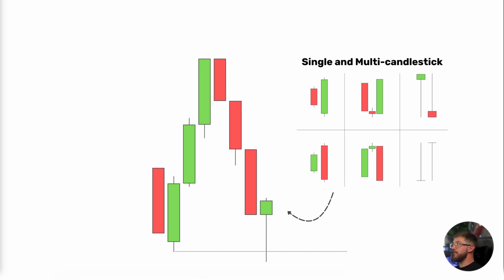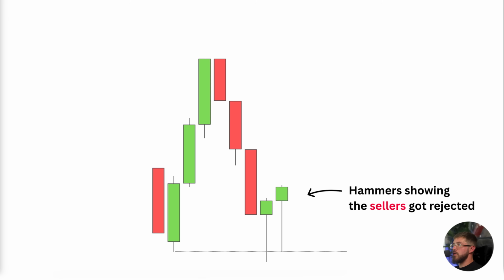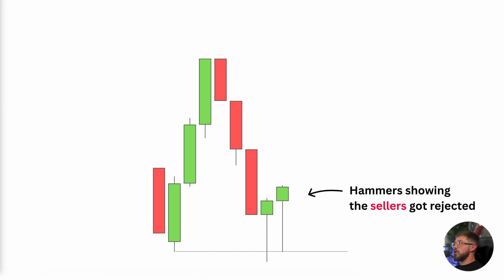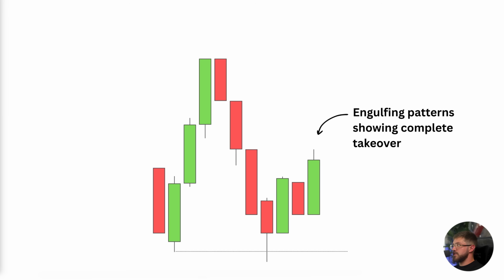And this is where everything that you've learned about single and multi-candlestick patterns comes together in the most powerful way possible. At these key levels, you start looking for the rejection patterns that we taught you earlier, whether it's hammers or other reversal candles showing that the sellers got rejected, or multi-candlestick patterns like engulfings showing that buyers took complete control of sellers at this key level of support.